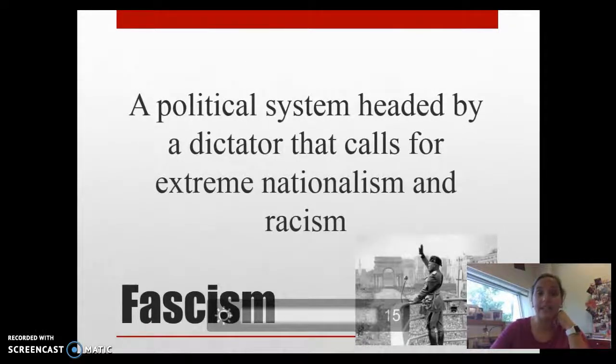Second is a political system headed by a dictator that calls for extreme nationalism and racism, and that is fascism, okay? So similar but not exactly the same as a dictator. They are a type of dictator. So imagine it being like dictator with fascism as a type there. Benito Mussolini is somebody who practiced that fascist type of rule in Italy during World War II.